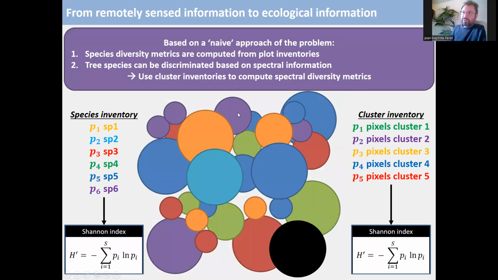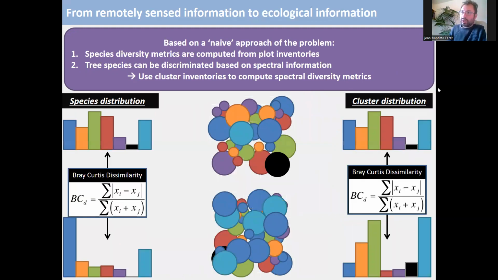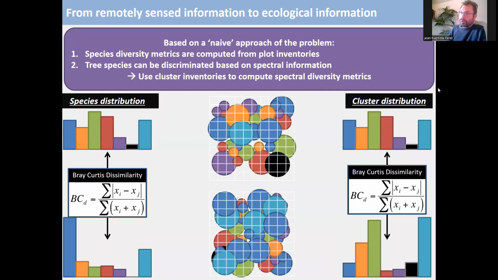And so how does this work? Here we developed a method which is based on some kind of naive approach. As we could identify in previous work that imaging spectroscopy is relevant to identify tree species, we thought, okay, maybe it's possible to just apply some clustering and assume that at some point the clustering will provide some relevant grouping corresponding to species. So here, what we do is comparing some species inventory with some cluster inventory obtained from image processing. And we also do it for alpha and for beta diversity.